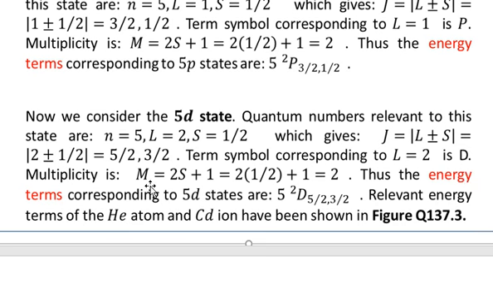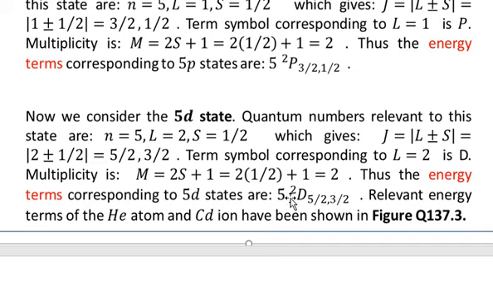The multiplicity M is equal to 2S plus 1. Using the value of S is equal to half, you will get the multiplicity is 2. It means that this is a case of doublet. That is, two values of quantum number J of the atom are available. That is two terms. Thus, the energy terms corresponding to the 5d states are two terms.